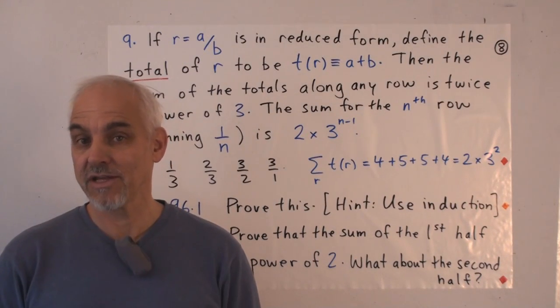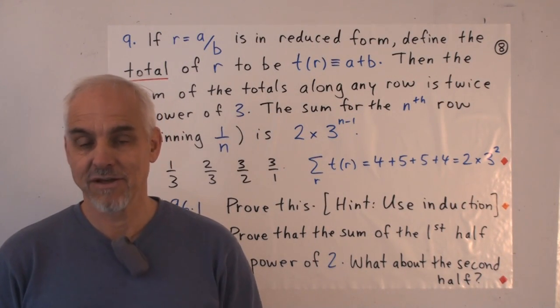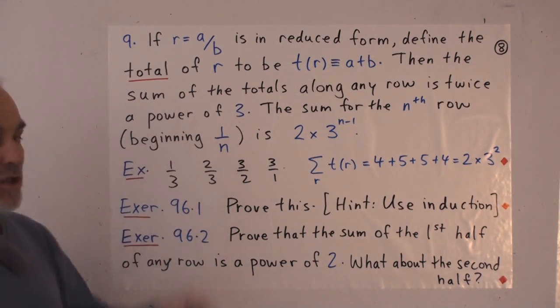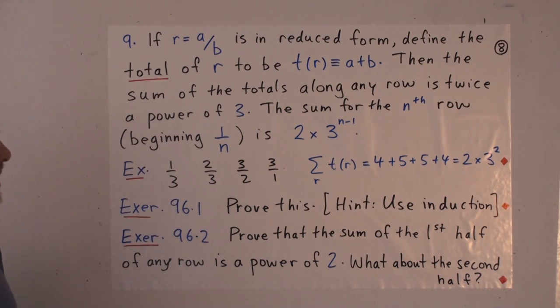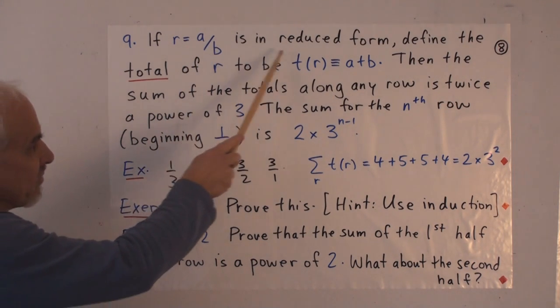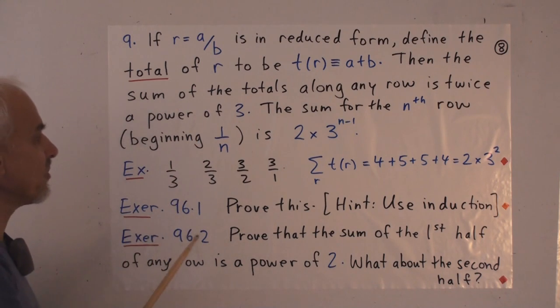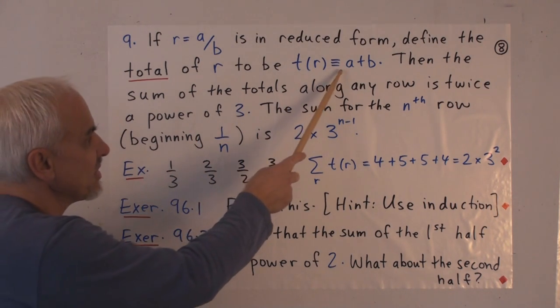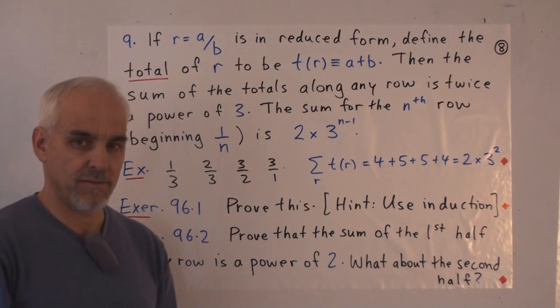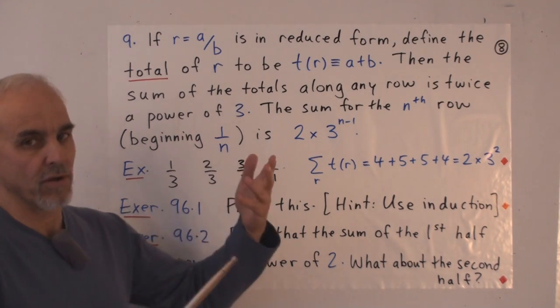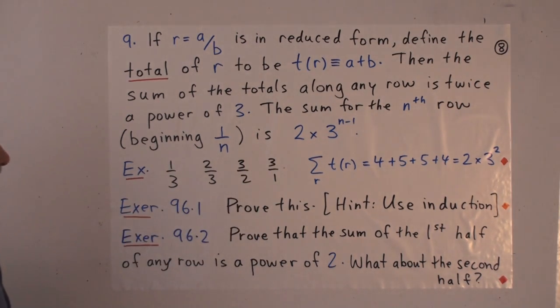Our last property is a small observation I've made. It's no doubt well known by the people who've looked a lot at the Stern-Brocot tree. If r equals a over b is in reduced form, suppose we define the total of r to be, say, t of r, which is the sum of a and b. So a little bit different from the complexity. We'll call this the total of the fraction.